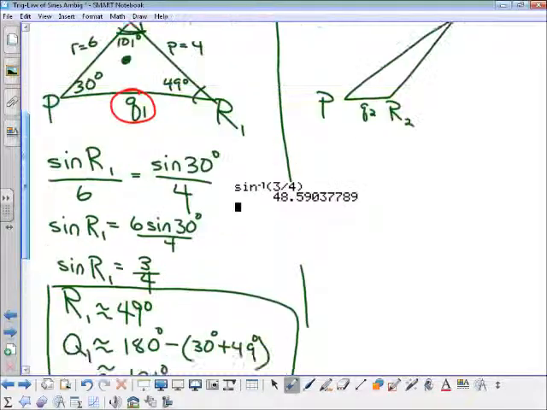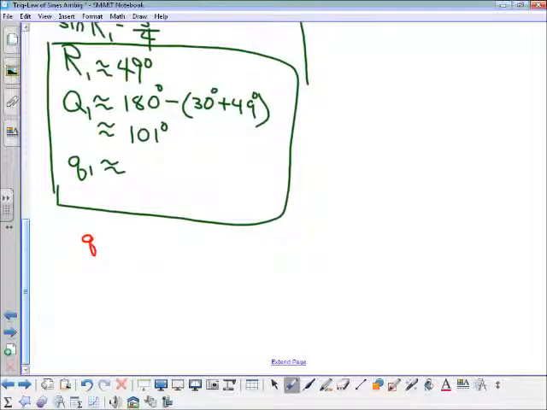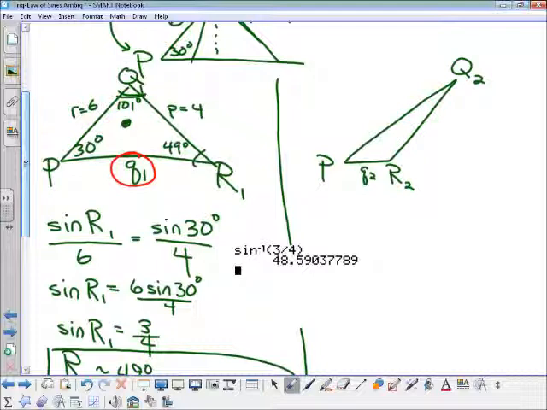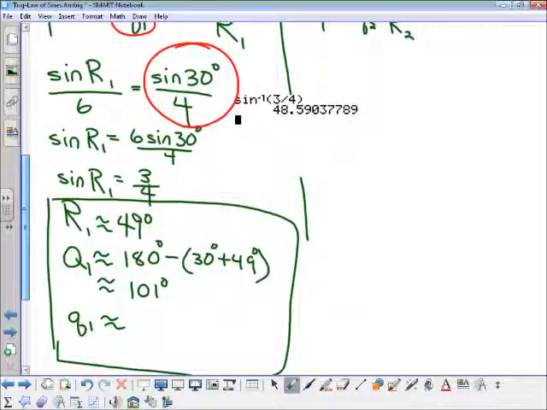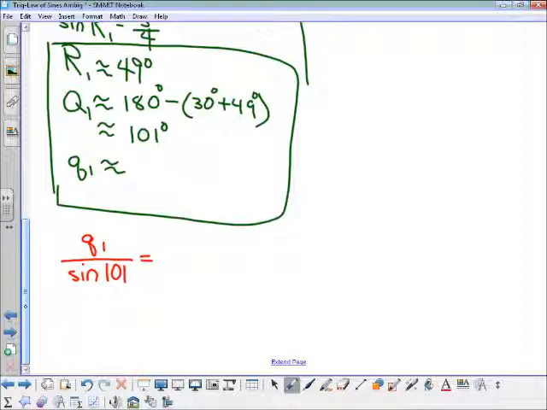Okay, so let's go back. I'm looking for side Q1, so I'm going to put that on top, save me an algebraic step, over sine of its angle, which we just said was 101, its opposite angle, has to equal. And again, you have a choice here. But since I rounded 49 degrees, I'm going to again use these 2 values. So this part, I use it twice. So this time it's the reciprocal though. So 4 over sine of 30 degrees.